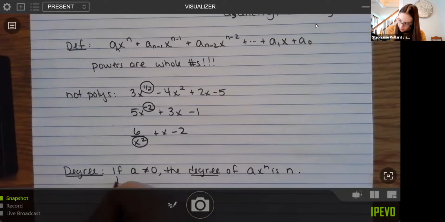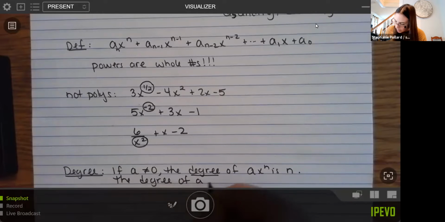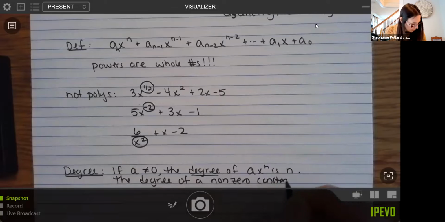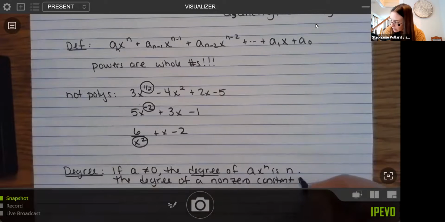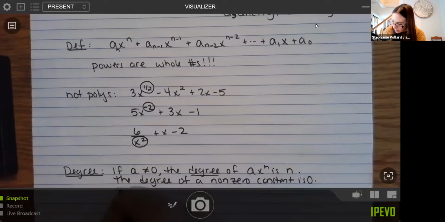Also, the degree of a non-zero constant is 0, and actually the degree of the constant 0 is not defined.